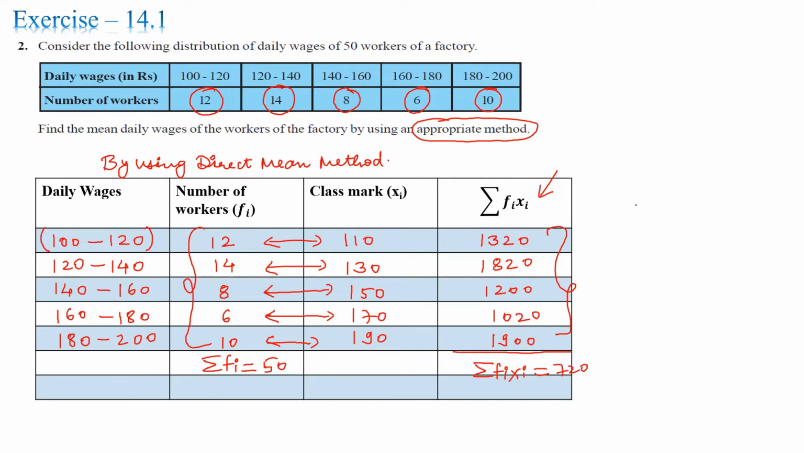7260. Okay. Now, as we have applied the direct mean method, the formula for calculating the mean using the direct mean method is x bar is equal to summation of Fi xi divided by summation of Fi. So what will it come? 7260 it is. Okay. 7260 divided by 50. This 00 gets cancelled. Divide 726 by 5. It comes 145.2. So the mean here is 145.2.